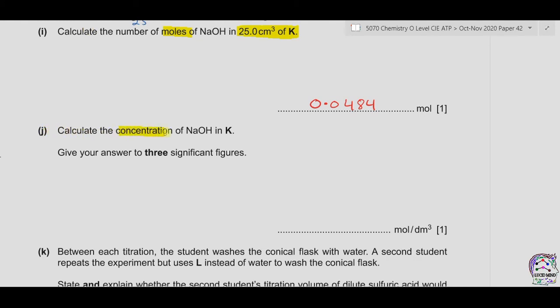Part J. Calculate the concentration of NaOH in K. Give answer to 3 significant figures. The formula of concentration is equal to number of moles divided by volume in decimeter cube. As the number of moles is given, which is 0.0484, divided by the volume that is also given, 25 cm³. So 25 cm³ can be changed into decimeter cube by dividing by 1000. So the value is 0.025 decimeter cube. Now dividing these two, concentration comes equal to 1.94 mole per decimeter cube.